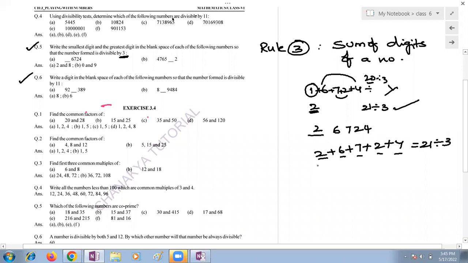Next, what is the largest number if I am to place here? Suppose I am placing the largest number in the blank space. Suppose I am placing a 9. 9, 6, 7, 2, 4. Now add up all the digits, children. What happened, please?